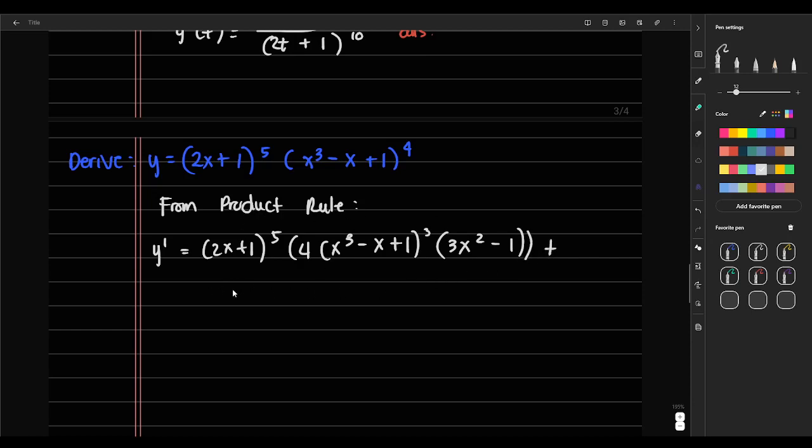Okay, the other one, so copy the second multiple, that is x cubed minus x plus 1 raised to the 4 power, multiplied by the derivation of 2x plus 1 quantity with an exponent of 5. That gives us 5 times 2x plus 1, diminish the exponent by 1, that gives us 4, and multiplied by the chain effect, which is equivalent to 2.